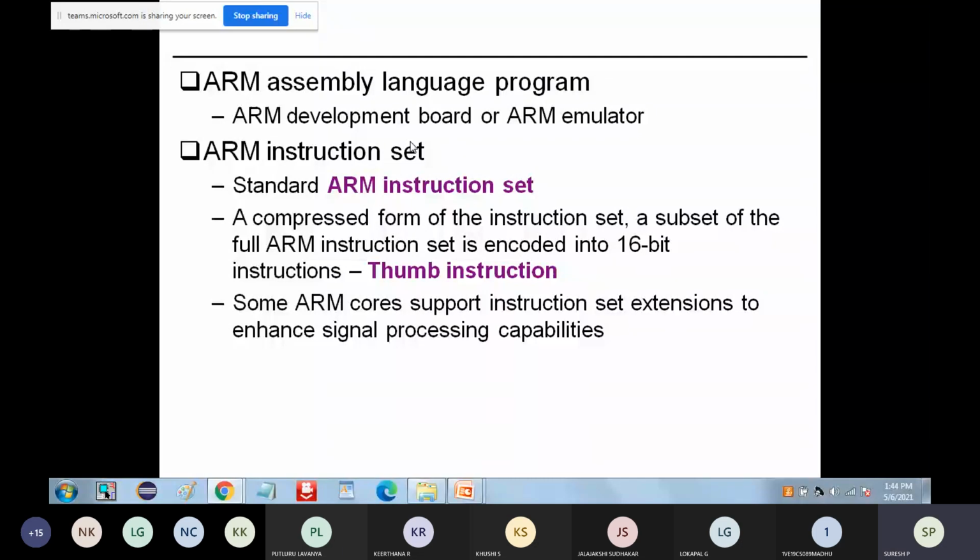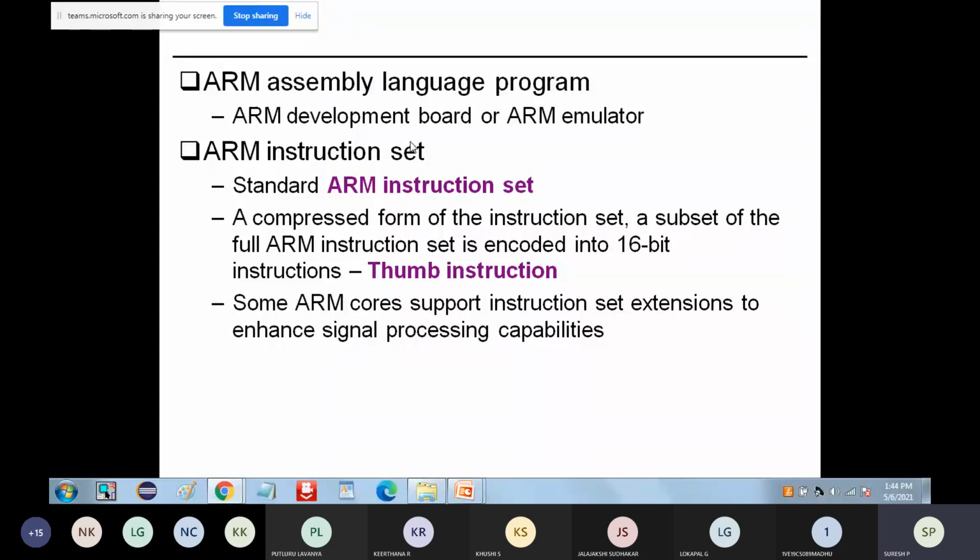Your ARM instruction, ARM7, is going to support three different types of instruction. First is your standard ARM instruction set. As I told you, your standard ARM instruction is going to be 32 bits in size. So these are 32-bit instructions.